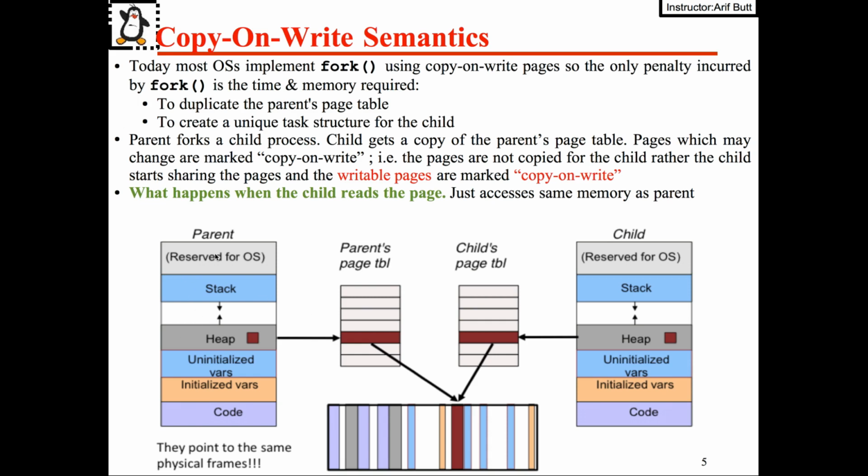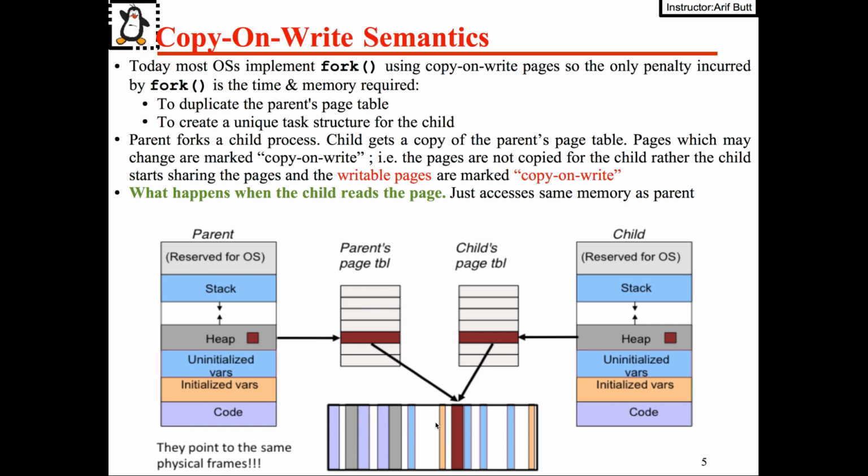See this picture. Suppose this is a parent process, and this is the page table of the process, and this is the memory, and this page is pointing to this frame. If the parent calls fork, and the fork is implemented using copy on write semantics, not the entire address space of the child is created, but the child just gets its own page table, and that page table is exactly a replica of the parent page table. So if the parent page table is pointing to this frame, the child page table is also pointing to the same frame. So both parent and child use the same memory, and the reading is going okay.